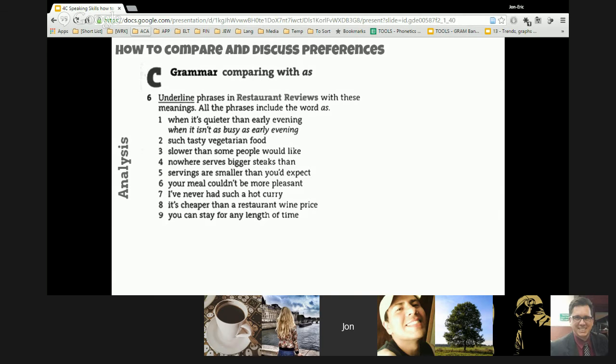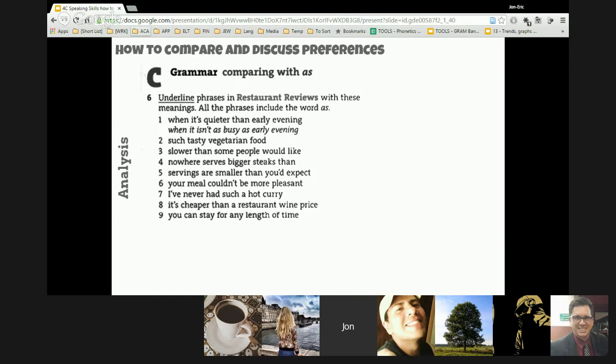So your goal here is to try to replace the adjective. Okay? So instead of saying, it's quieter than, it isn't as busy as. Notice the difference. It's quieter than, I'm comparing restaurant A with restaurant B. It isn't as busy as earlier, I'm comparing restaurant A with itself.